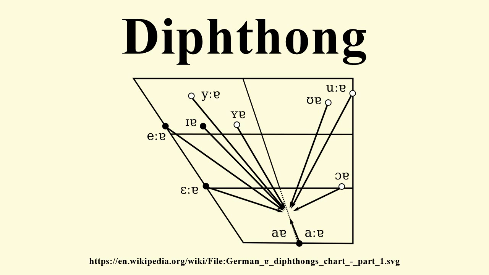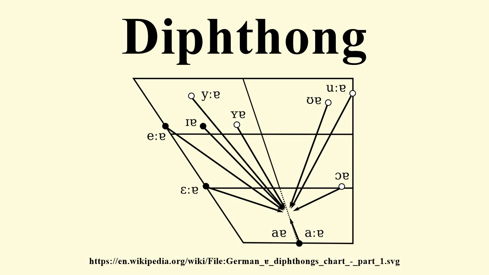A centering diphthong is one that begins with a more peripheral vowel and ends with a more central one, such as the centering diphthongs in received pronunciation, or ia and ua in Irish. Many centering diphthongs are also opening diphthongs.